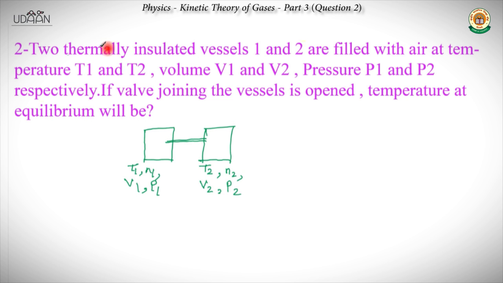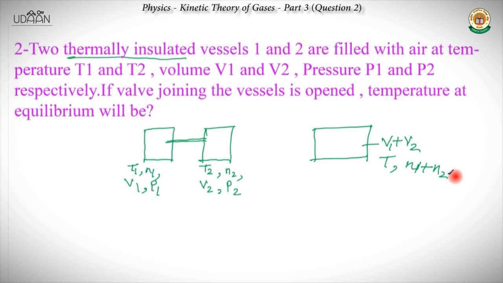What's given here is that they are thermally insulated. So we have to use this fact to somehow get our temperature. Let's say in the final state, when they are connected, we can just assume it to be a vessel of volume V1 plus V2, because that would make no difference since they are connected. The temperature would be T, and the number of moles would add up to N1 plus N2. Okay, so let's start with this.